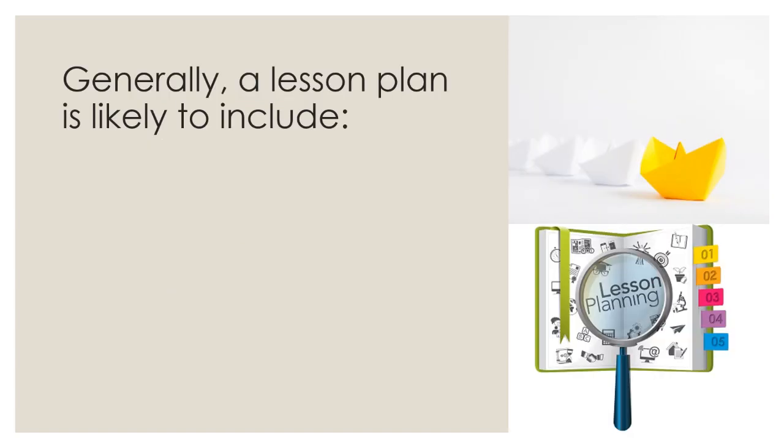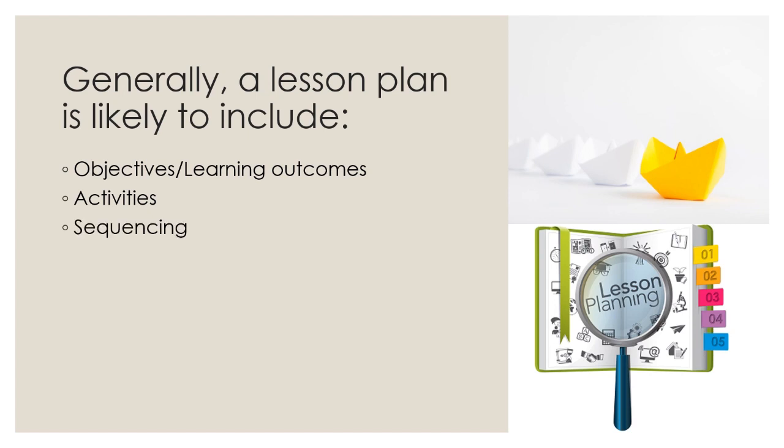A lesson plan is very likely to include the learning outcomes, also known as learning objectives, the activities that students are going to be doing from beginning to end, how exactly these activities are going to be organized, so what activity comes first, second, third, and so on. How long each activity is going to take, and what kind of interactions students are going to be engaging with. Is it group work, pair work, individual work?